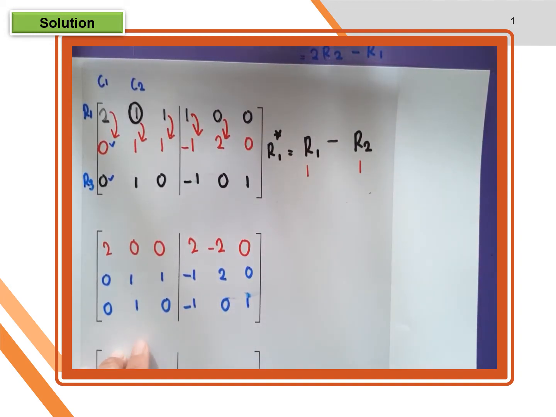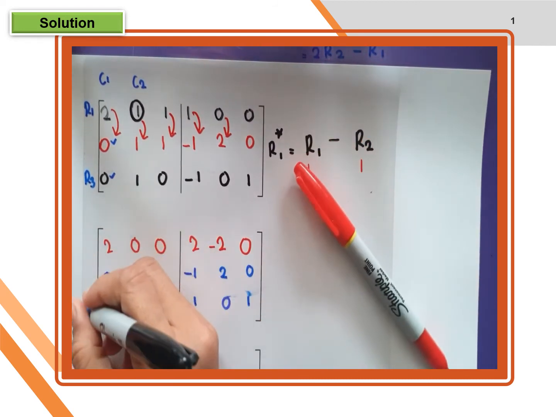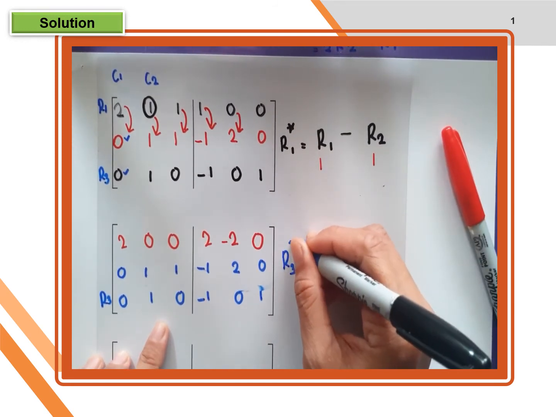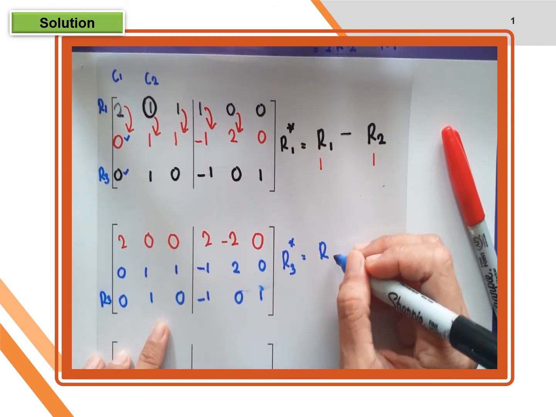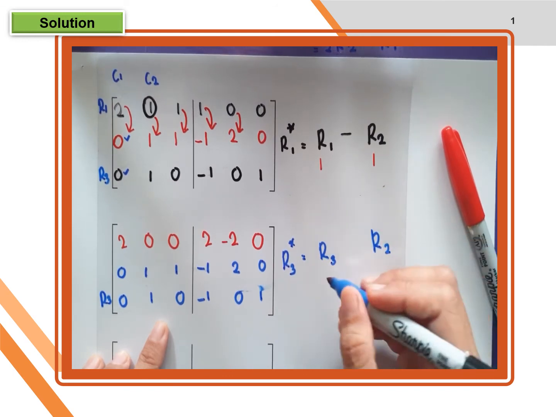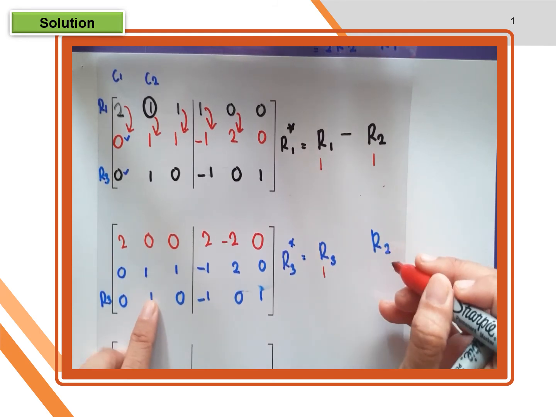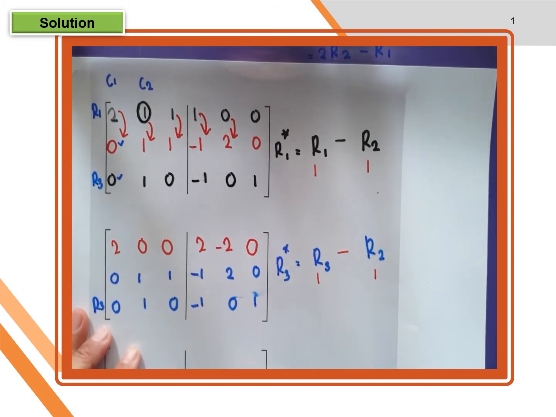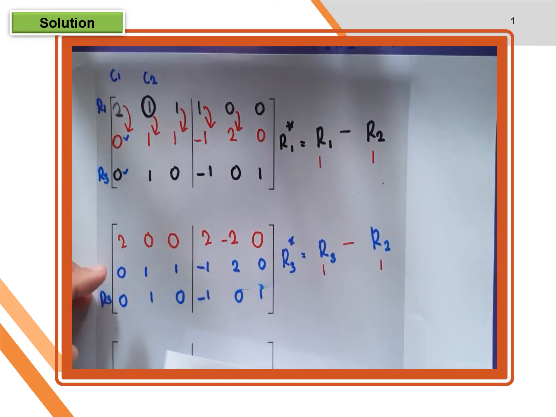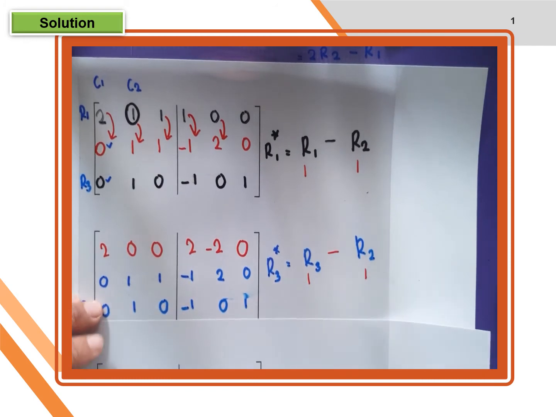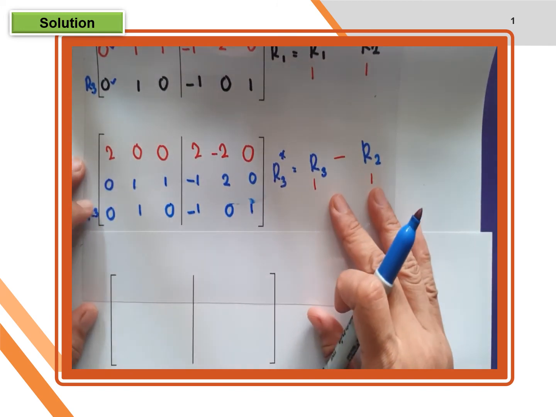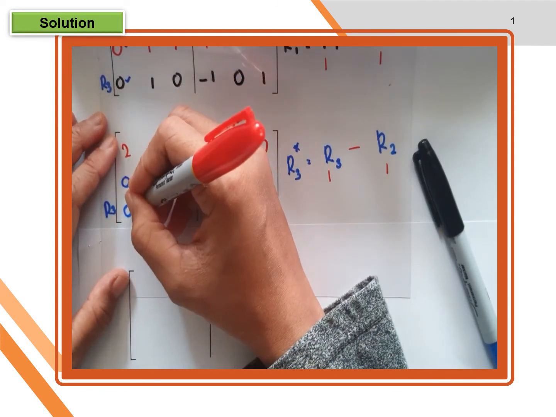Next, we are going to replace the third row to become 0. So the formula is row 3 starting with row 3 together with row number 2. The value in row 3, column number 2 is equal to 1, and the second row is also equal to 1. So in order to get 0, just row 3 minus row 2. Row 3 minus row number 2.